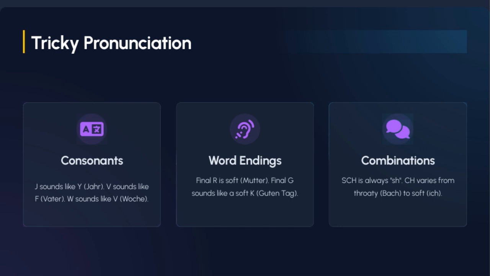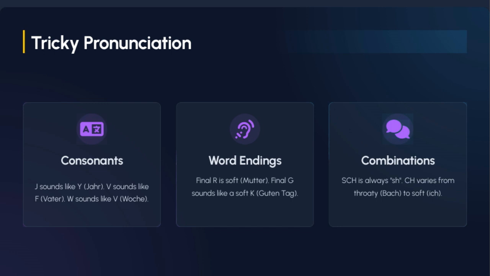When it comes to combinations, pay attention to how certain sounds blend together. For example, the final R in words like Mutter is usually pronounced softly, almost like an English "uh," and the final G, as in Guten Tag, sounds more like a soft K.